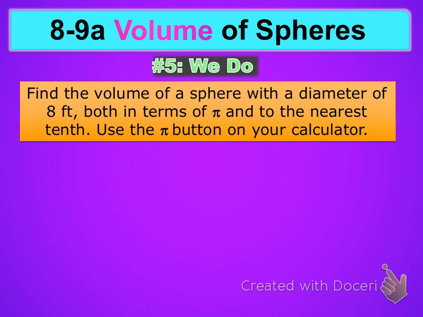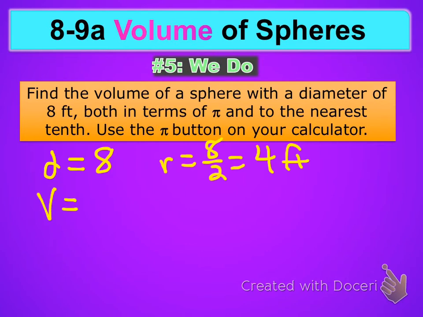Now back to some of the smaller numbers. Let's try this one. It says to find the volume of a sphere with a diameter of 8 feet, both in terms of pi and to the nearest tenth. The thing you have to watch out for here is that it's given the diameter. Remember, just like the circles, the diameter goes all the way across the sphere, and the radius only goes halfway across. So to find the radius when you're given the diameter, you just take the diameter and divide by 2. So if the diameter is 8 feet, we put 8 divided by 2, which gives us our 4-foot radius.